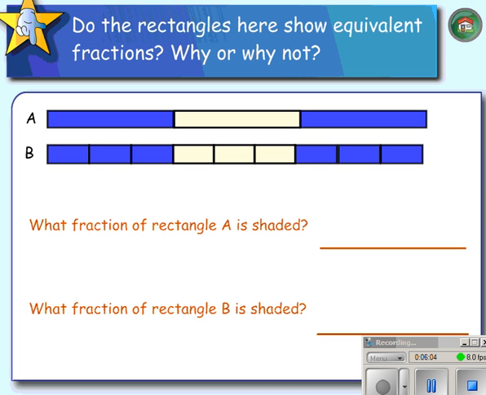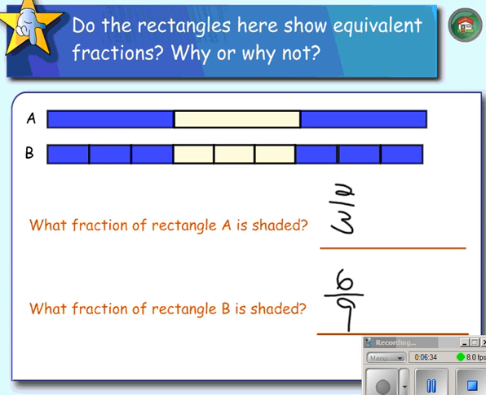What fraction of rectangle A is shaded? 2/3. What fraction of rectangle B is shaded? 6/9. Are they equal? Yes. Okay, they are equal. Even though the numerators and the denominators are different, they are taking up the same amount of shaded spot on our whole.